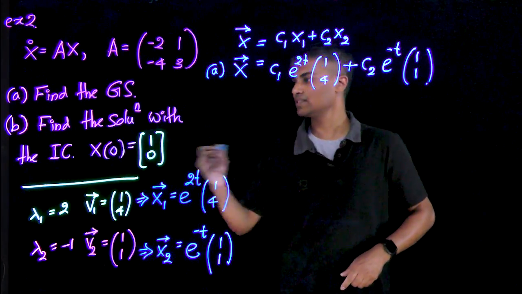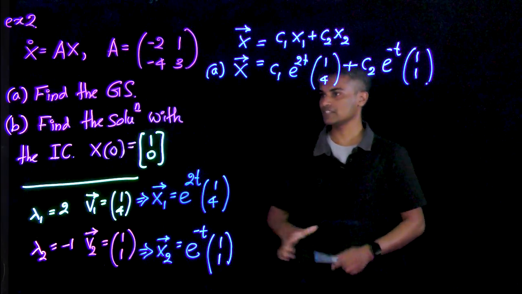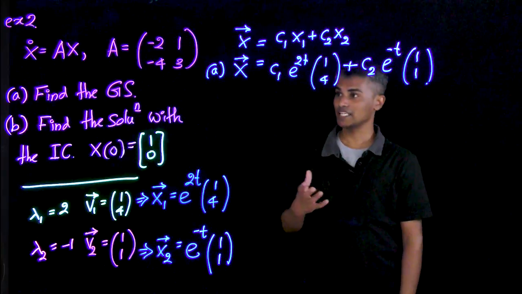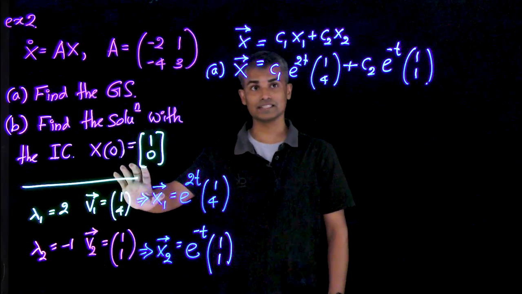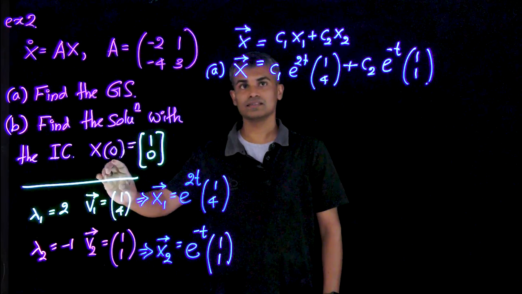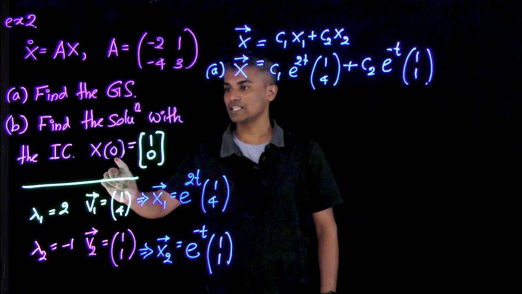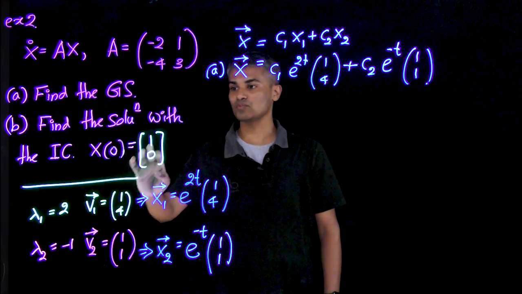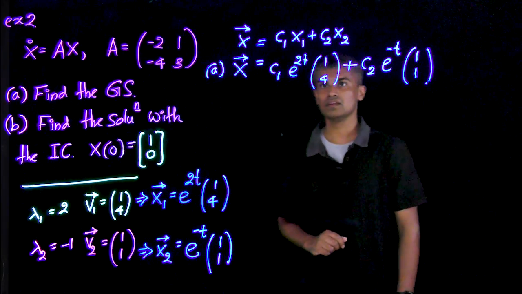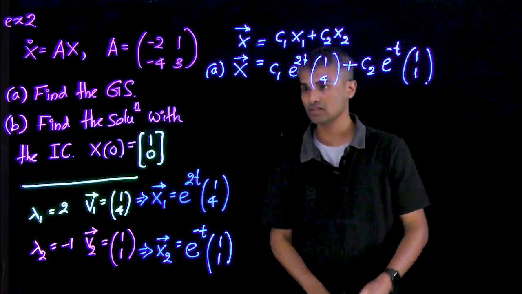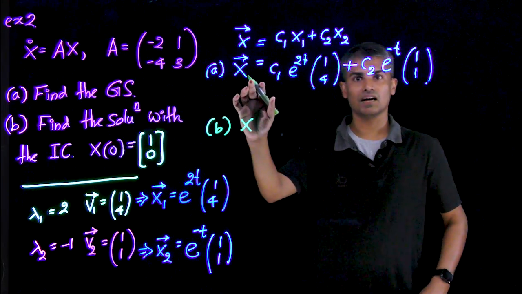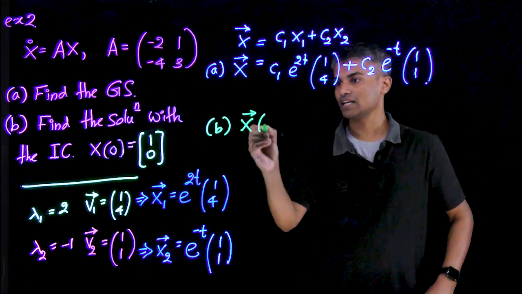So now let's go to part B. Now our goal is to find a particular solution that satisfies this initial condition. Our initial condition says when time t equals 0, your solution vector x should be equal to (1, 0). So let's evaluate our general solution at time t equals 0.